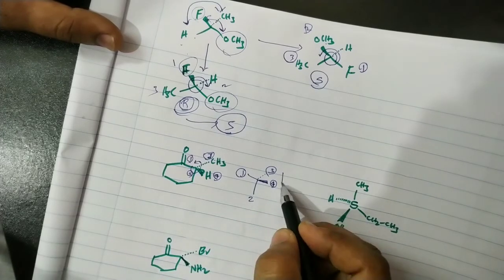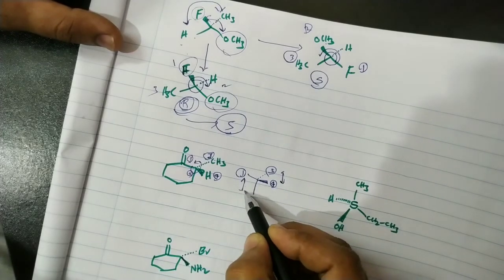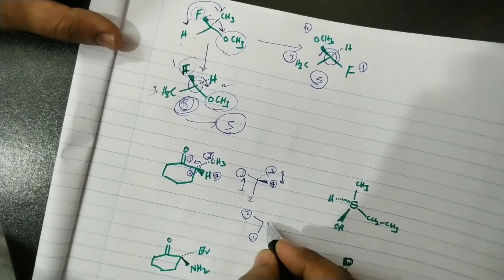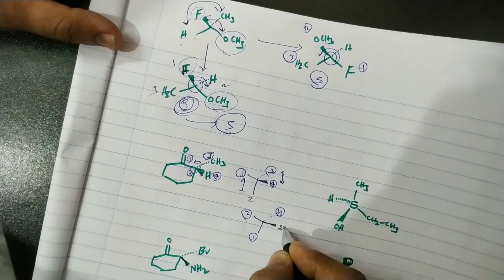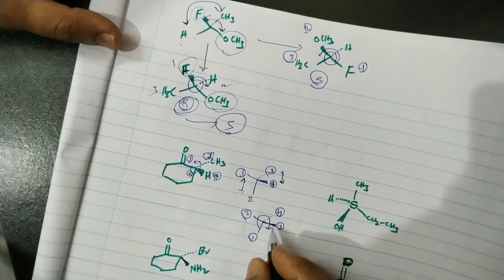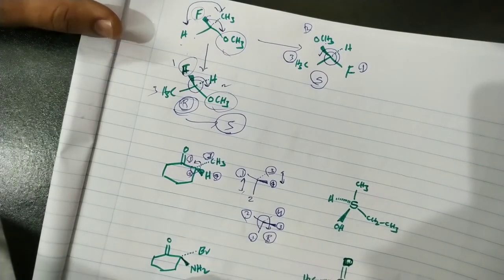Now here these two are exchanged and these two are exchanged. So here second priority, here first priority. Here the fourth priority group, and this one third priority group. So now take an arrow 1 to 2, 2 to 3. This arrow is in clockwise direction, so its configuration is R actually.